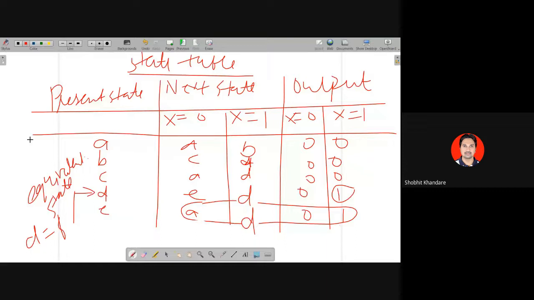What was the question you were given? Prepare the state table for the state diagram as shown in the figure, and eliminate redundancy if any. Redundancy means repetition: repetition of the state, or the same next state and the same output. So we have reduced, and this is the final answer. Is it fine? Yes, sir. I think we will go with the last problem and we can stop for today.